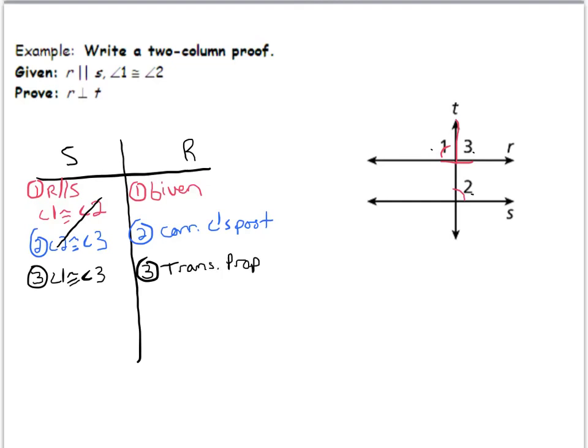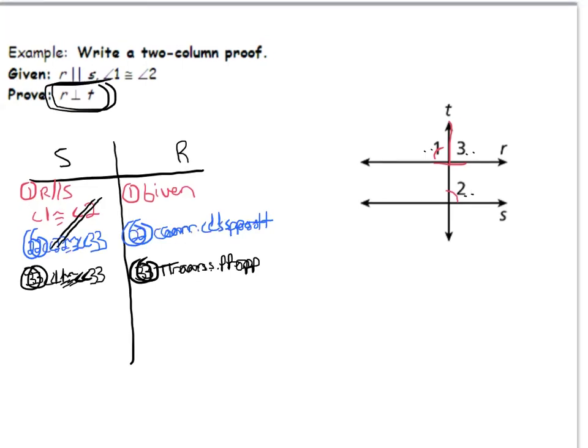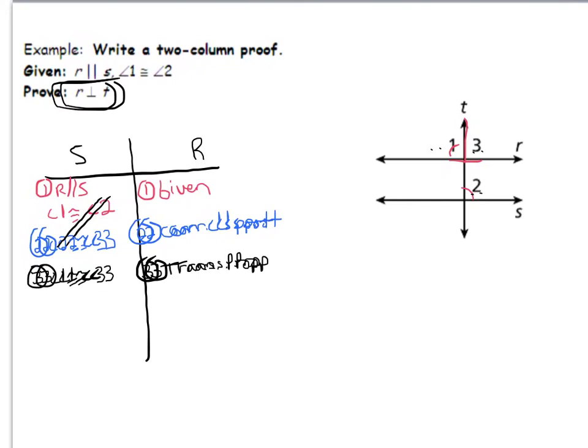Okay, so now let's take a look. Remember, my goal is to show that R and T are perpendicular, and I just told you that 1 and 3 are congruent. Well, if 1 and 3 are congruent here, they also fall in the same line. Well, we just learned one of the theorems about this. If these two lines form a linear pair and they're congruent, then they have to be perpendicular. Right? These two lines have to be perpendicular.